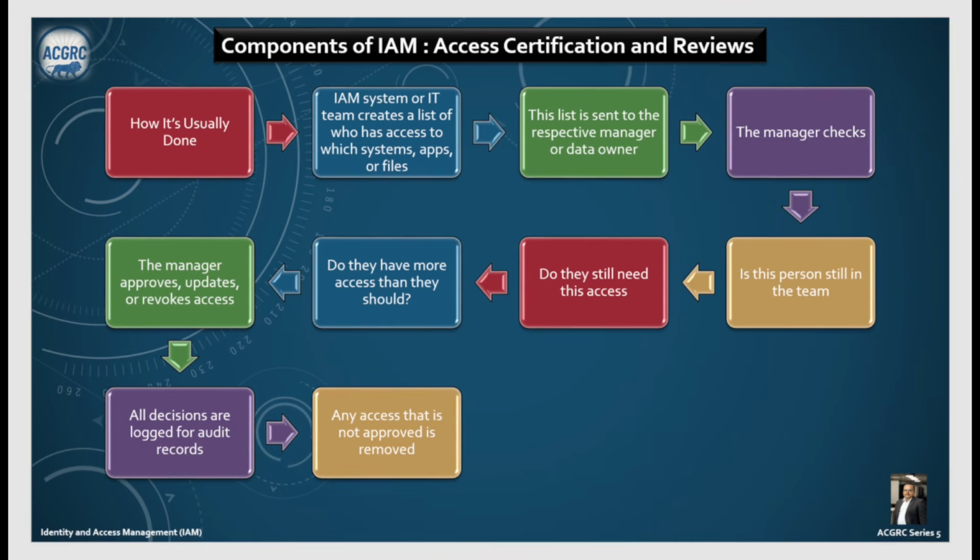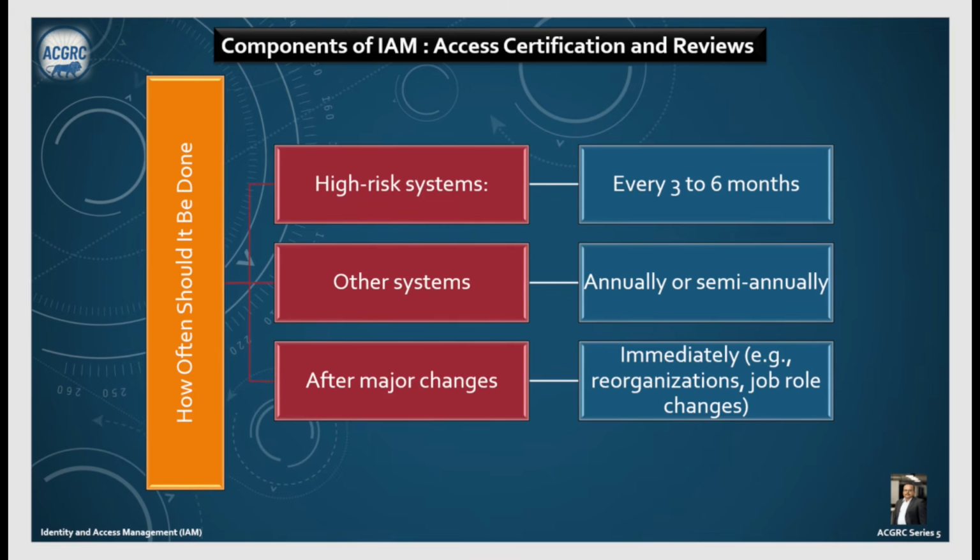The manager approves, updates, or revokes the access, and all the decisions are logged for audit records. Any access that is not approved is removed. I hope this flow makes it clear how this works. So, how often should it be done? Well, high risk systems every 3 to 6 months. Other systems could be annual, semi annually, and or after major changes, immediate. That's a thumb rule as a best practice.